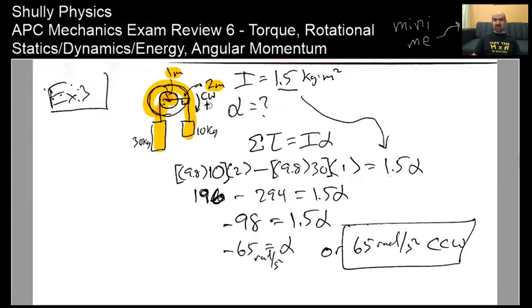If this strange disk system has a rotational inertia of 1.5 kilogram meters squared, not meters per second, then the alpha is what we're looking for.